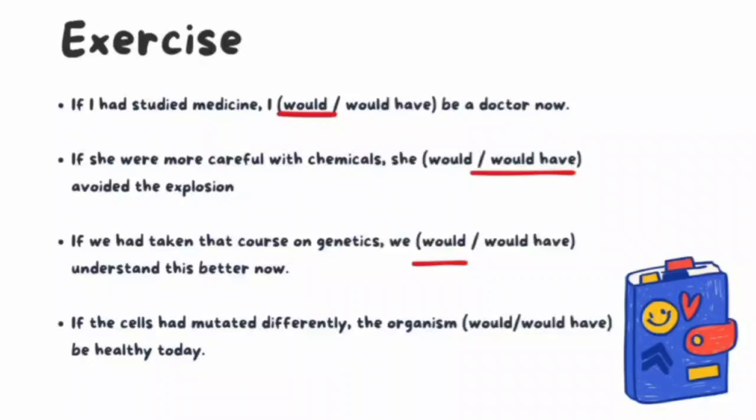And the last question is, if the cells had mutated differently, the organism would or would have be healthy today. And the answer is the organism would be healthy today. Again, because this is third second condition, which is a past action and present results. It is easy, right?